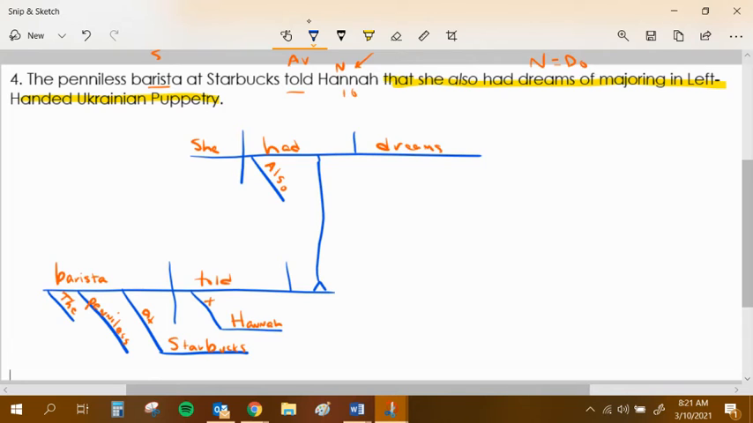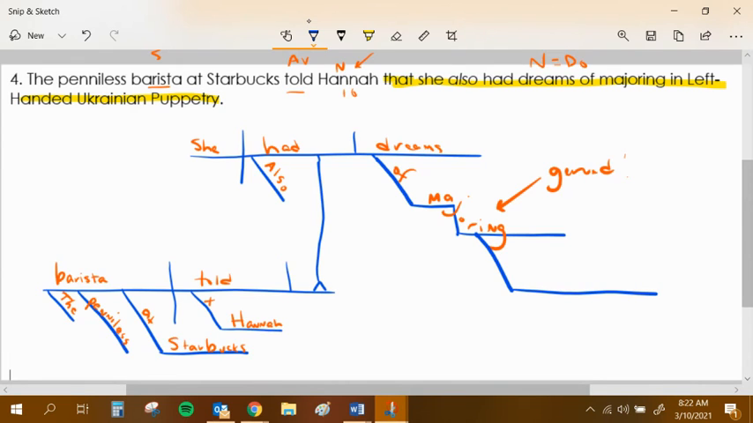Then we have this prep phrase, of majoring. So we have of, but instead of having the noun majoring, I gave you a throwback. I gave you a gerund. I know you saw that already. I can't pull one over on you guys. So here's of, and then here's majoring. It's my object of that preposition, but it ends in ing, so that is my throwback. Here's my gerund.